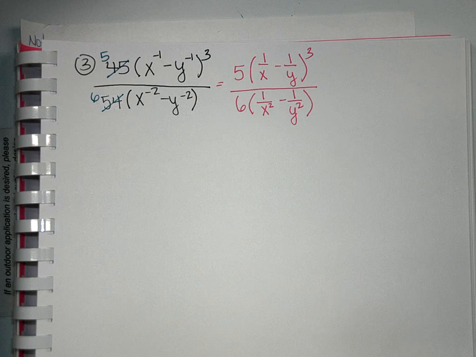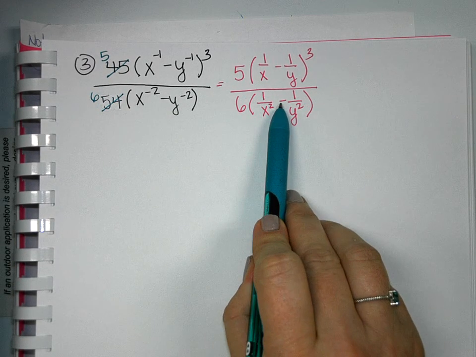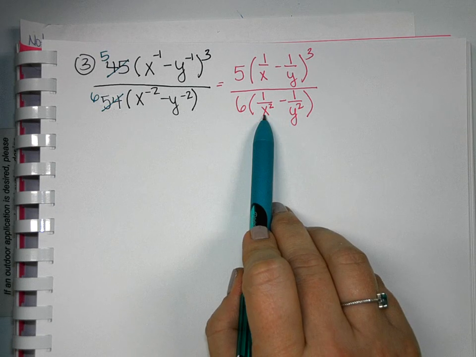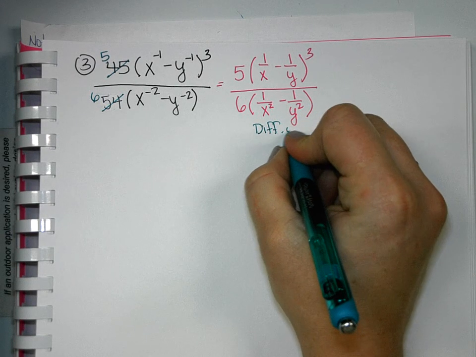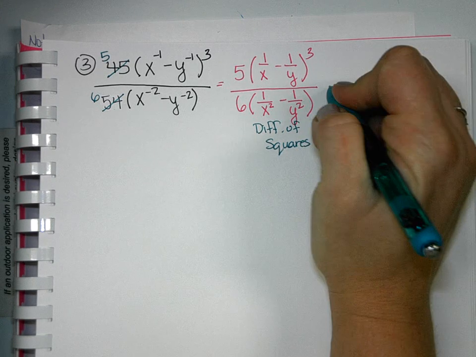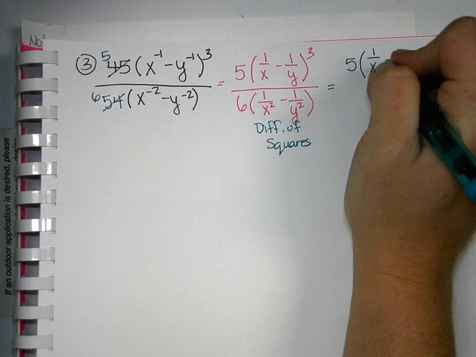So this one I'm going to go over a different method that you might want to employ when something like this happens. Rather than LCD, one of the things I notice is I have 1 over x squared minus 1 over y squared. These are both perfect squares, so this is actually a difference of squares. So I use that pattern to factor my denominator. I'm not going to do anything to the numerator, I'm just going to leave it.